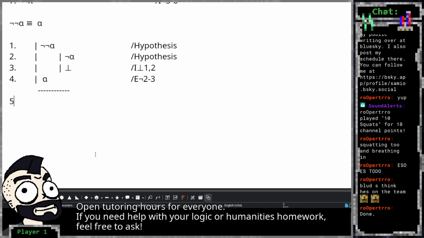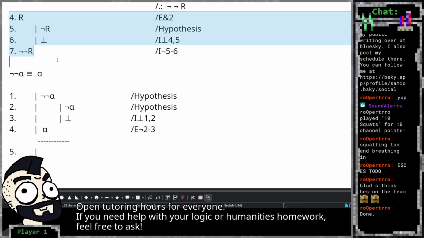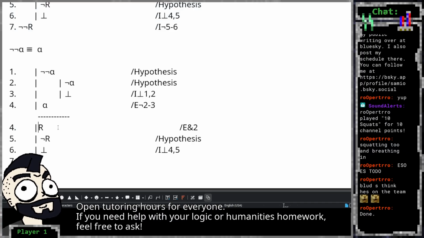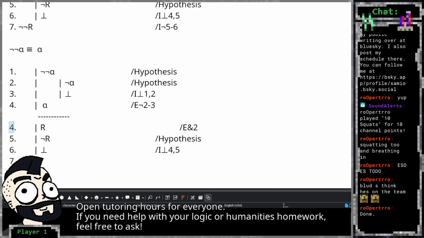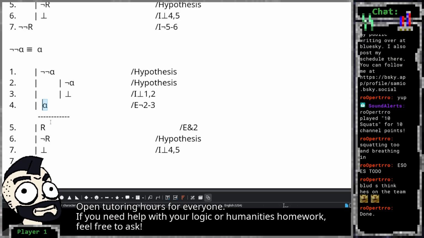Now I have to prove the other way around. I have to prove that if alpha, then not not alpha. But I just did that a while ago, so I'll just copy. We do a little laziness. I just literally copy and paste the proof, and I will change the relevant elements.